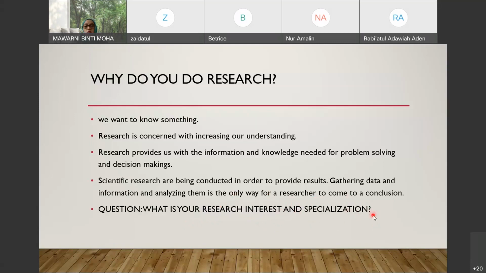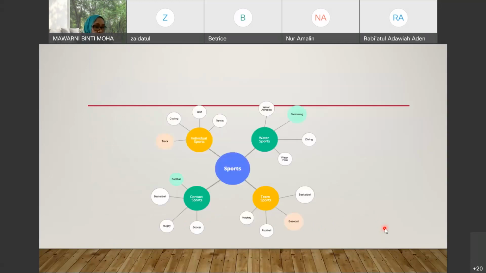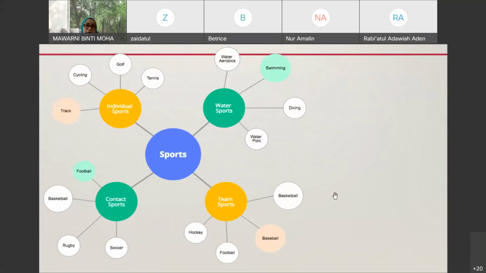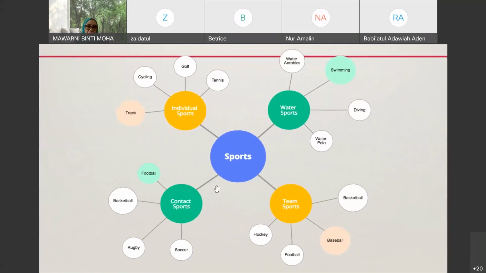What is it? And I'm sure at this point of time, you have all already decided on what you want to do. Okay, this is just a very brief example. Before you start, of course, you need to have your mind mapping drilled down. You like sports. I'm sure there are physical education students here. It's huge, it's elaborate, and there are a lot of things you could talk about. So this is just an example. You choose whether you want to do water sports, team sports, contact sports, or individual sports, let's say.